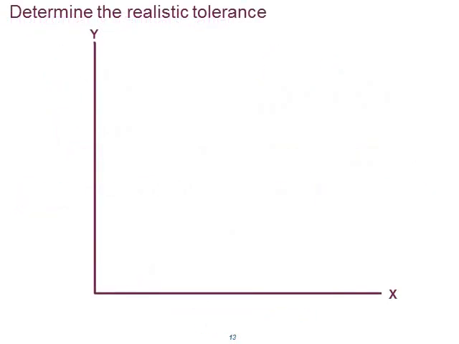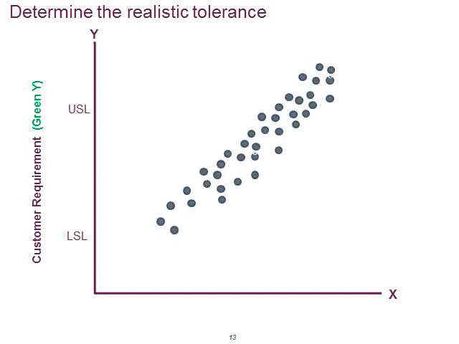Determine the realistic tolerances. Select the green Y and its USL and LSL on the y-axis of the graph. Then select a range of values or levels for the red X variable, run 30 such values of the red X, and note the corresponding green Y values. Then draw a median line, which is called the line of regression, through the 30 plots.